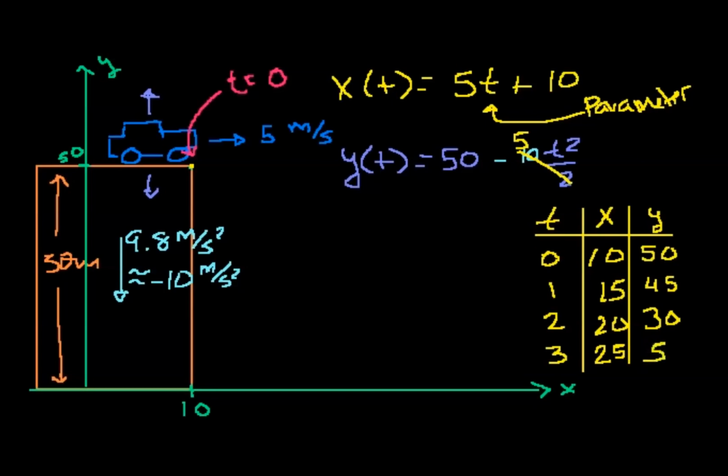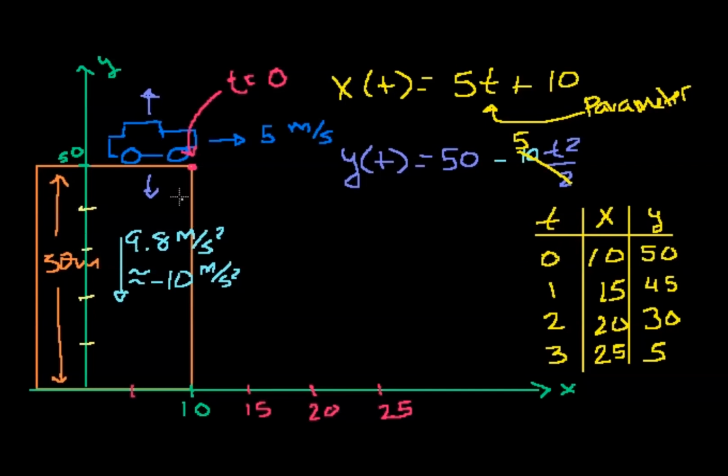So let's plot these points. So time is equal to 0. That's what we got right there. At time is equal to 1, x is equal to 15. That's roughly, see, this is 5, 10, 15. Let me do all of them. 15, 20, 25. And then the y-axis, let me label that while we're at it. So this is roughly 10, 20, 30, 40, 50.